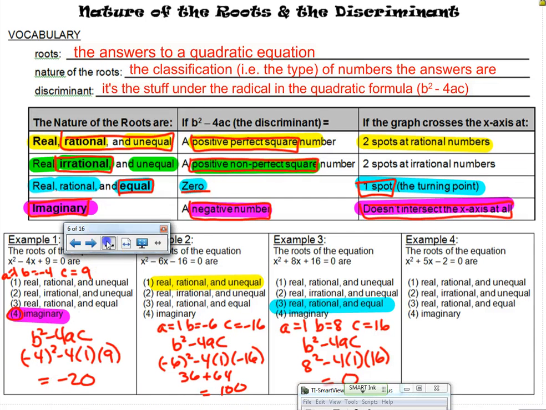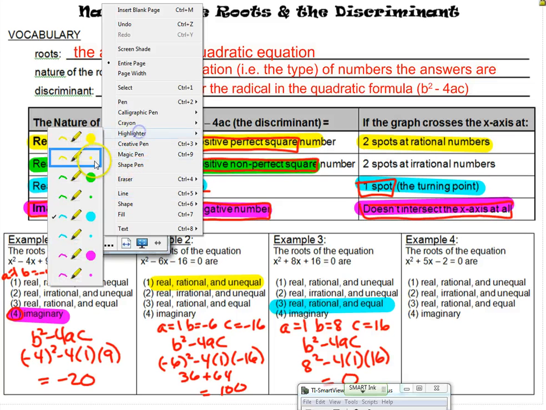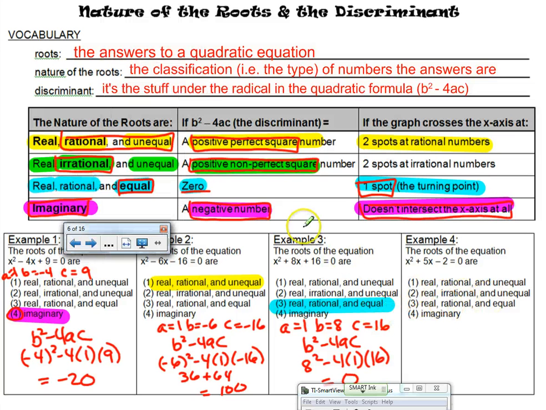Okay, so let's see if I highlight now. This one is going to be my green answer. I'm looking for the word irrational, which is choice 2. And that's what this means on the graph.